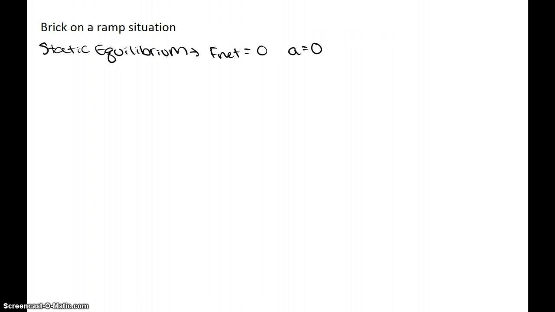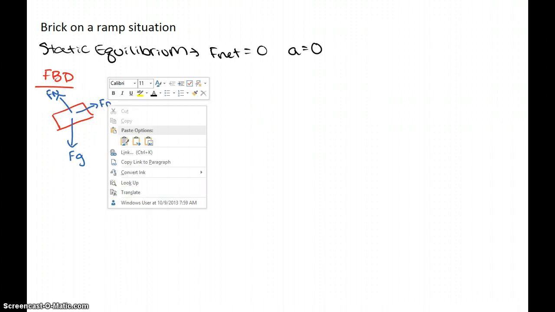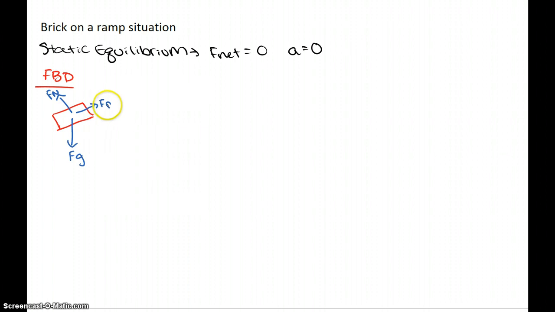So if I have a brick on a ramp, let's draw a free body diagram of that. So for my brick on the ramp, here's my brick. The forces acting on my brick: I have the force due to gravity acting straight down, I have my normal force, and then I have a force of friction resisting that motion. Now looking at this, if it's just sitting there, I've got the ramp tilted but just a little bit, I'm going to have balanced forces. So let's look at what that means.